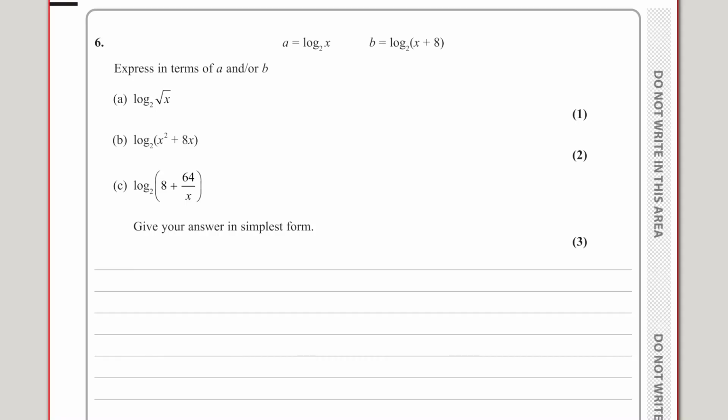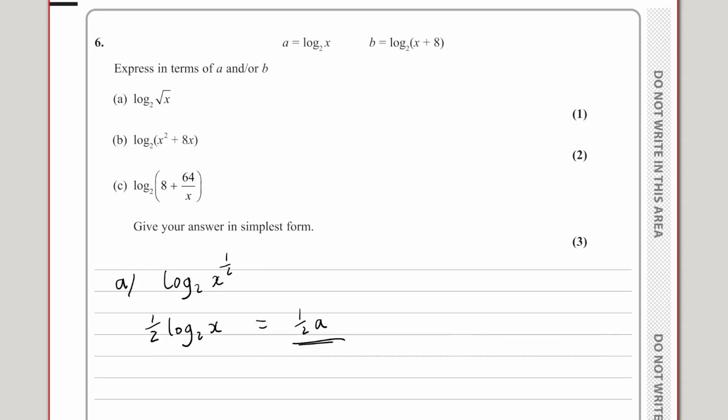Question 6. A equals log base 2 of x. B equals log base 2 of x plus 8. Express in terms of a and or b. So part a, log base 2, square root x. When we have square root x, we can change it to x to the power of a half. So we've got log base 2, x to the power of a half. And when we've got a power on our argument, we can bring it to the front. So it's half log base 2 of x, and log base 2 of x is a, so it's half a.